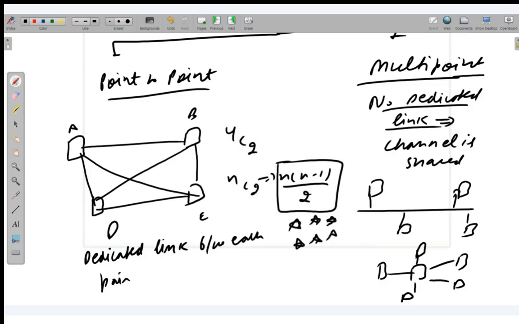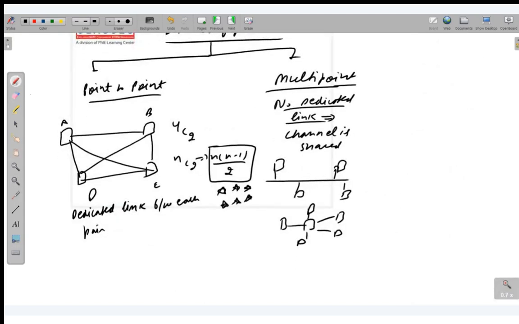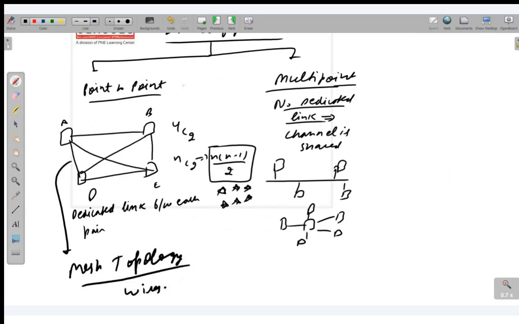And the next topic is topology only. This is known as mesh topology, if you know this. Mesh topology. The number of wires needed for mesh topology, they will ask. Wires needed are NC2, that is N into N minus 1 by 2.